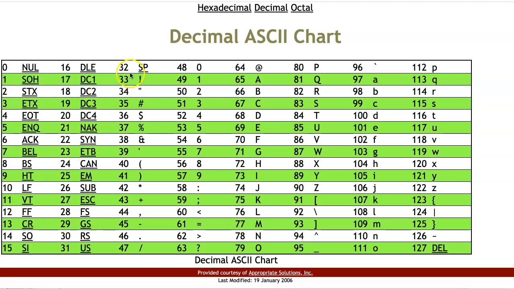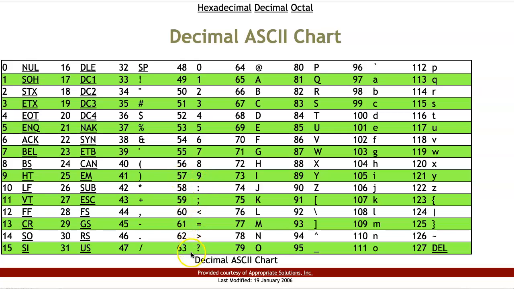Anyway, we come over here, decimal 32, space. So a character that we can't see has to have a numerical representation. Then we have some punctuation, and here we are. The glyphs for numbers 0 through 9 have decimal values 48 through 57.